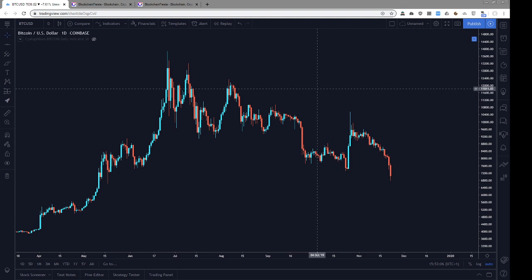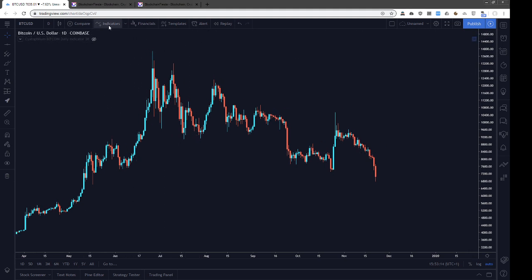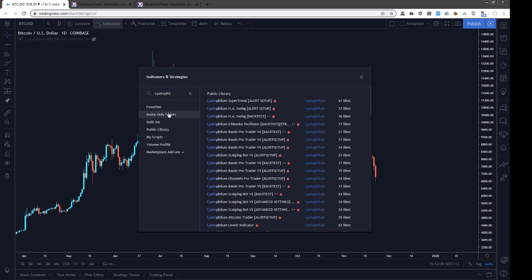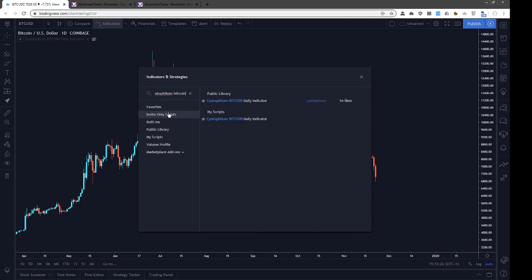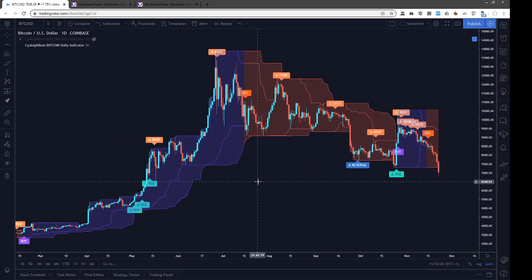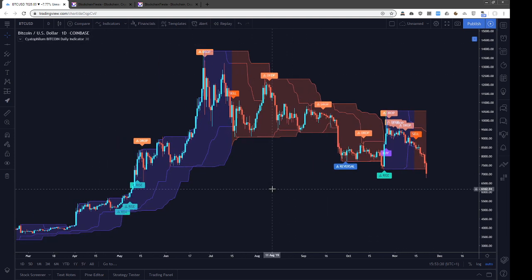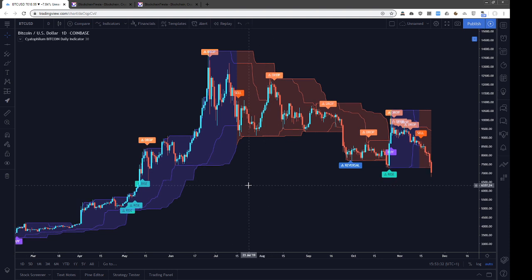So last week I released two indicators, one free indicator and one private indicator. I'm going to start with the free indicator. You can get it on TradingView. Just type Film Bitcoin and you will get it. Just click on it. This is an indicator for Bitcoin in the daily time frame.